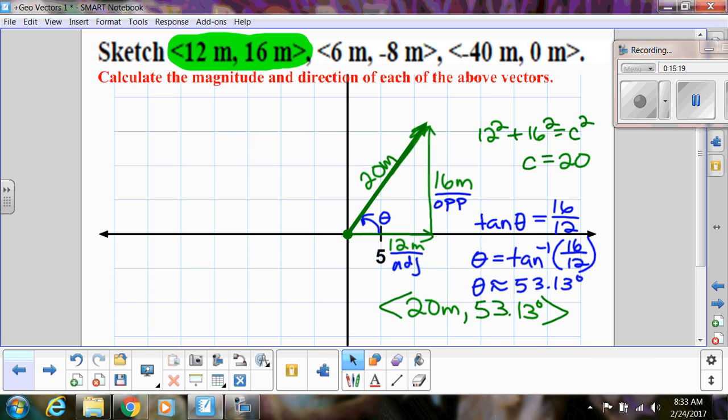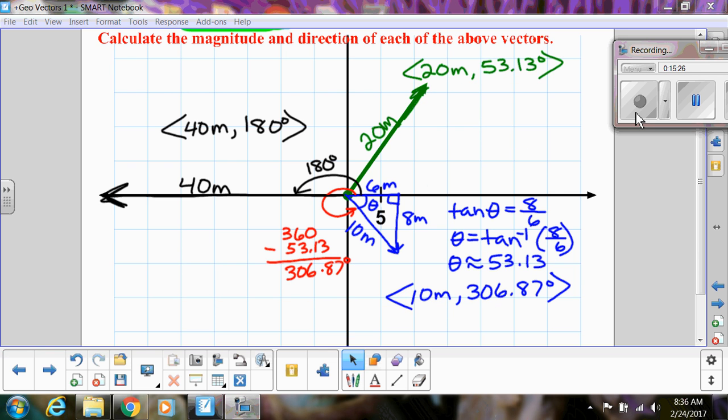So I'm going to pause the video again. Please try the other ones and see if you can get those vectors.